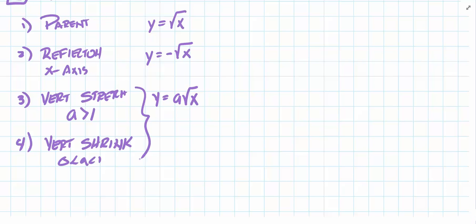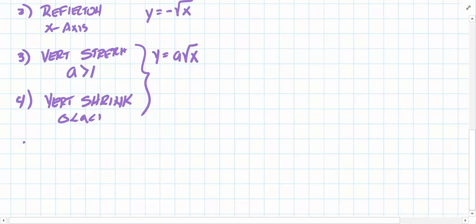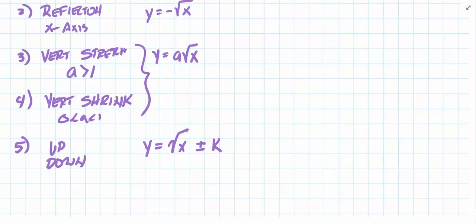Okay, number 5. We can move things up and we can move things down. How do we move things up or down? Well, it'd be the square root of x plus or minus some value k on the back end, right? So if we add a value of k, it's moving the whole graph up, right? If we subtract the value k, it's moving the whole graph down, just like you would think it would be.